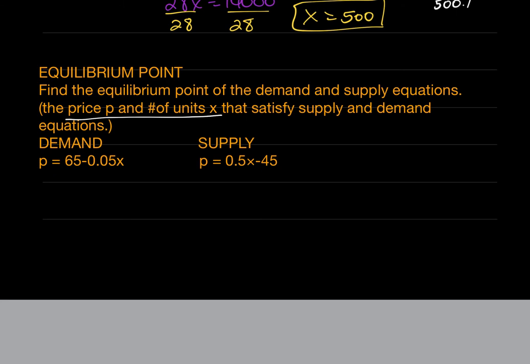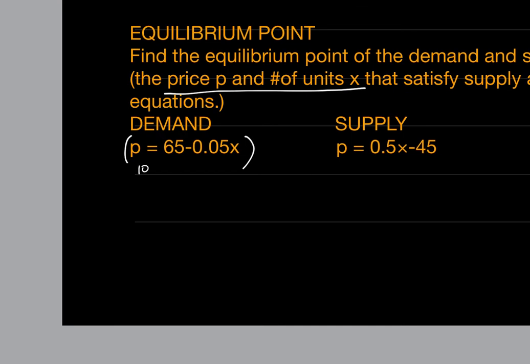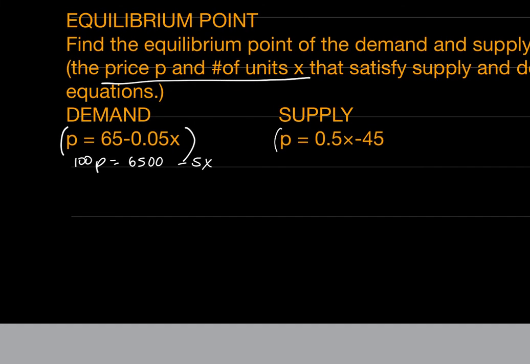So here's the mistake you can't make with these, and people do it all the time. You see a decimal, you want to get rid of it. So on the one on the left, we would have to multiply by what? 100. It would be 100P equals 6,500 minus 5X. The one on the right, you'd have to multiply by what? 10. 10P equals 5X minus 450. Can you now just set these equal to each other? No, because one's 100P and one's 10P.